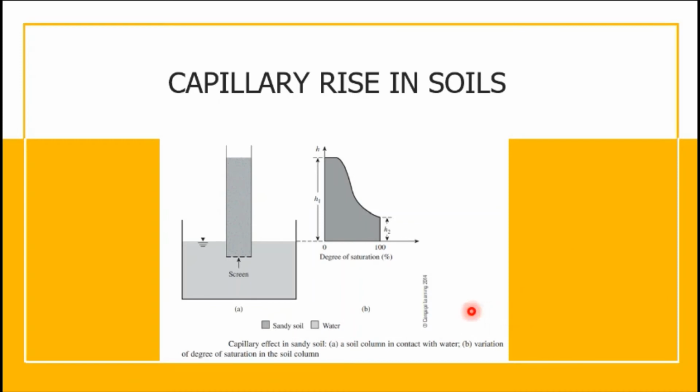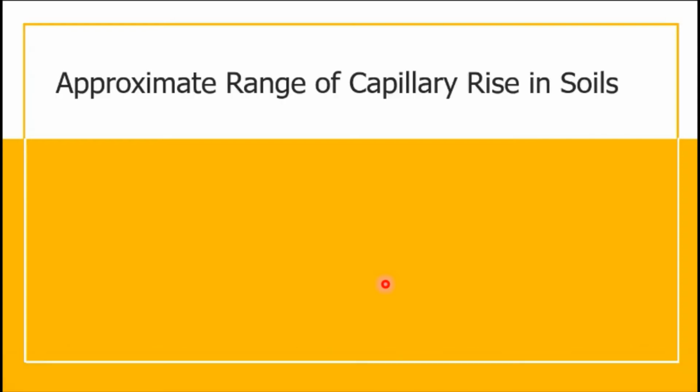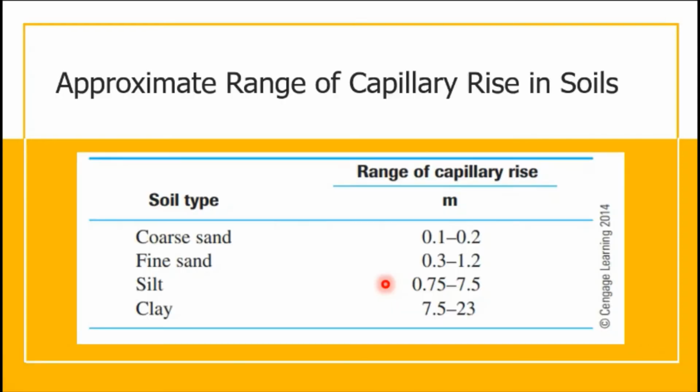So if you look at this one, this is the capillary effect in a sandy soil, a soil column in contact with water, and the variation of degree of saturation in the soil column. So this is an example. The approximate range of capillary rise in soils depends on the type of soil. If the soil type is coarse sand, it may be 0.1 to 0.2 meters. Fine sand is 0.3 to 1.2 meters. Silt is about 0.75 to 7.5 meters, and clay is 7.5 to 23 meters capillary rise.